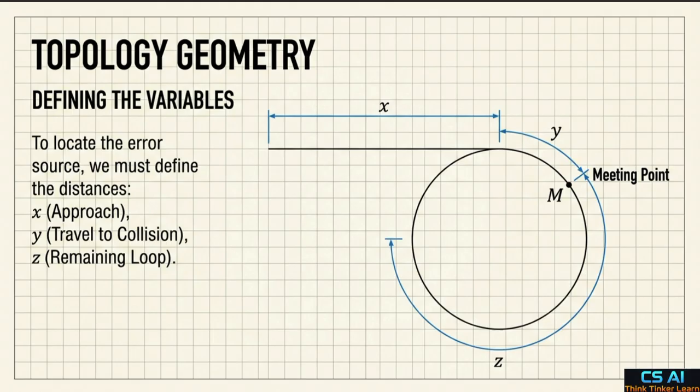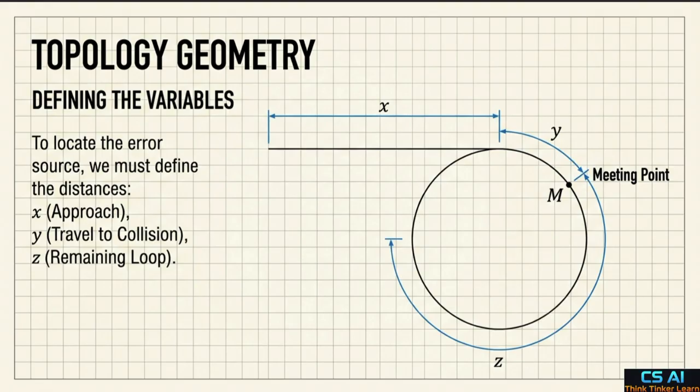To understand the cycle structure, we delve into the topology geometry, defining the variables. Once we have detected a collision at meeting point M, we need to locate the actual start of the cycle. To do this, we define three key distances.